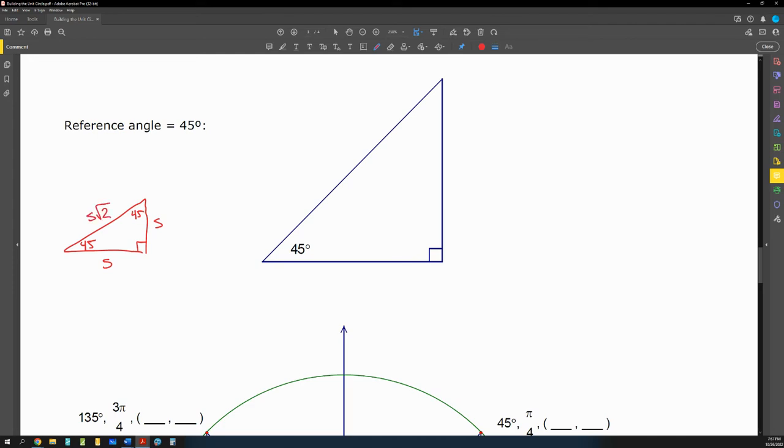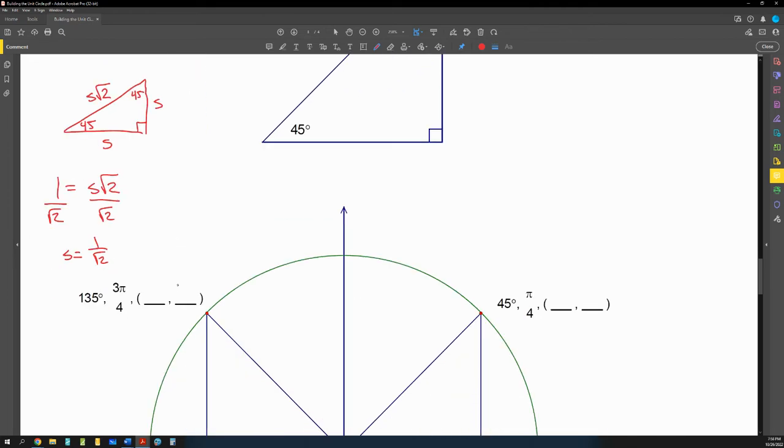Now on the unit circle, if our hypotenuse is equal to 1, that tells us that 1 is equal to our s root 2, right? And we could solve for s by dividing both sides by root 2. So then s must be equal to 1 over root 2. Well, we can't have this as an answer. We can't have a radical in the denominator.